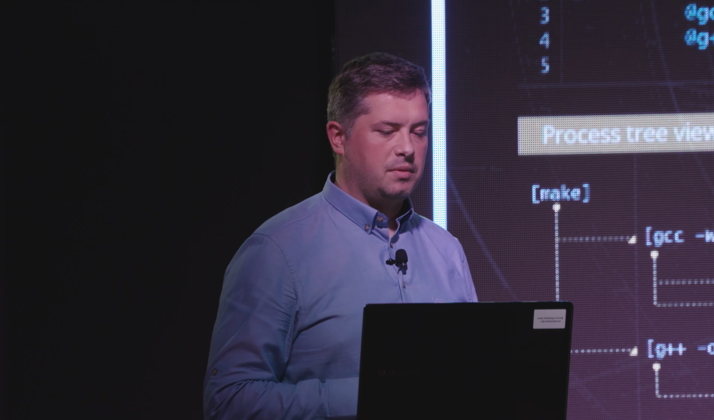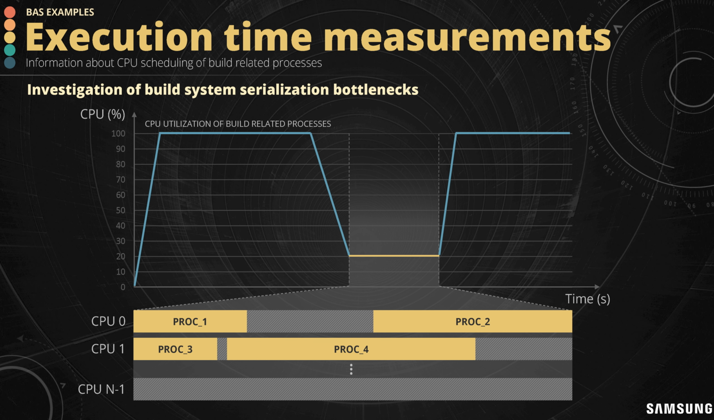Now let's move to another example, which is execution time measurement. The BAS database contains a lot of information about traced processes. Among them are process creation time, duration, average CPU utilization, and a list of events with CPU core association. Having such information allows us to create a timeline of CPU utilization of our build process.